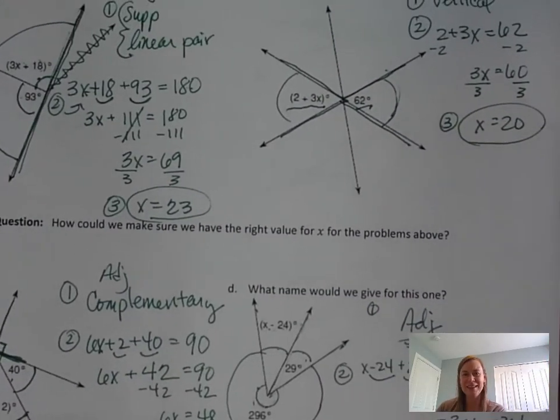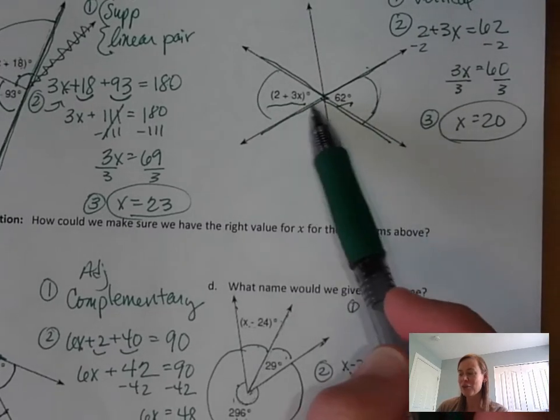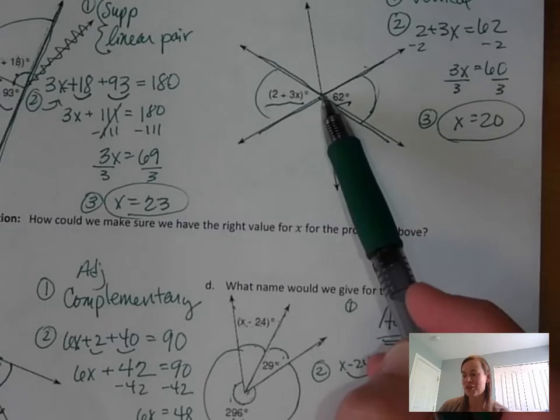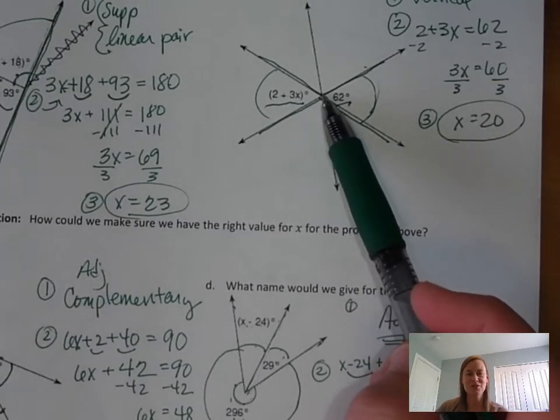Do you know what I mean? Let's take this one for example. How could we prove to ourselves that x equals 20 is actually correct? Pretend you're taking maybe like the RISE test or something, and you have a few minutes left at the end and you want to double check. Well, here's how you would do it.